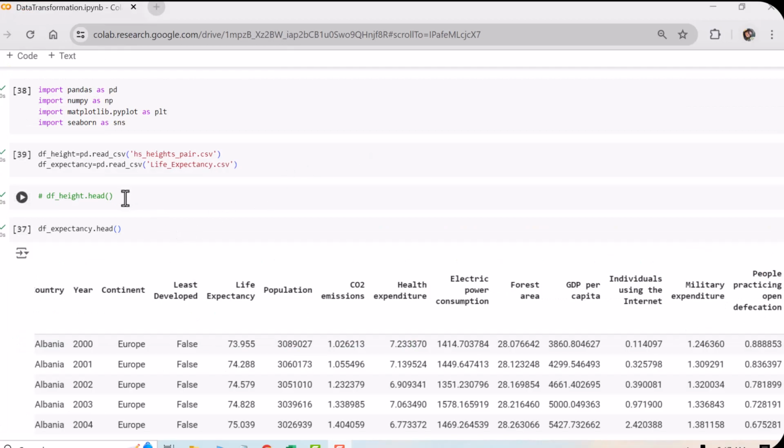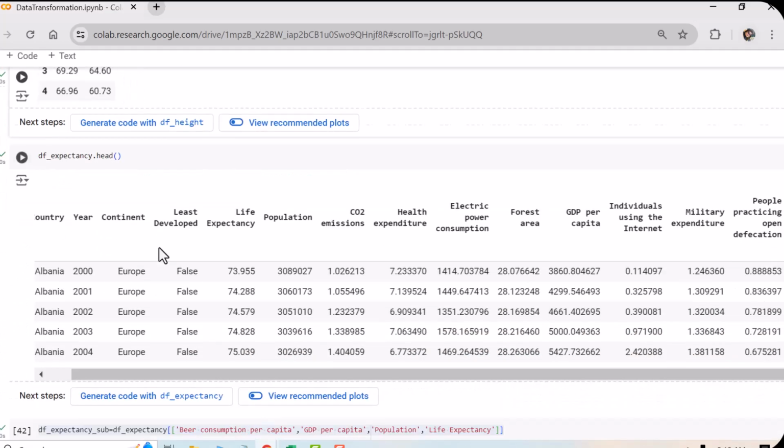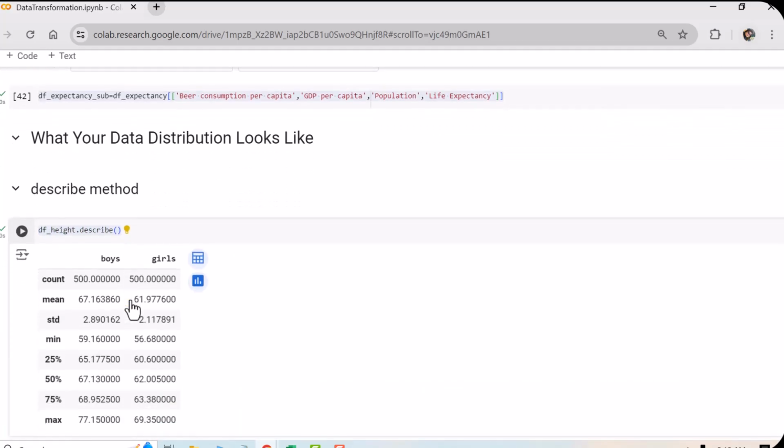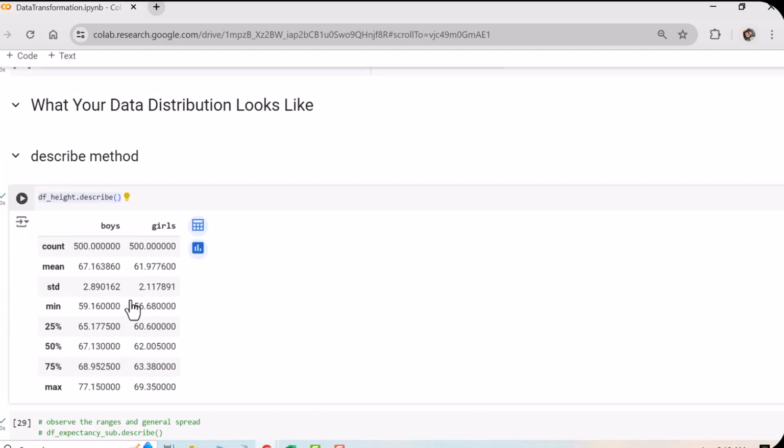I've also added one more additional data set, which is a very small sample data set for the height of high school boys and girls, just to indicate how a normal distribution might look. The first and foremost method we know to have a look at data distribution is the describe method. The primary purpose of the describe method is to understand the general spread of data and also to draw some conclusion about skewness of data.